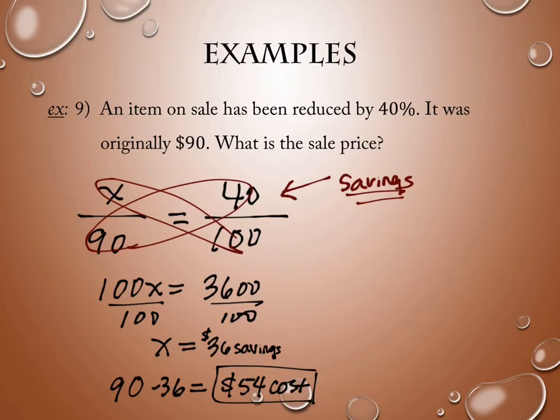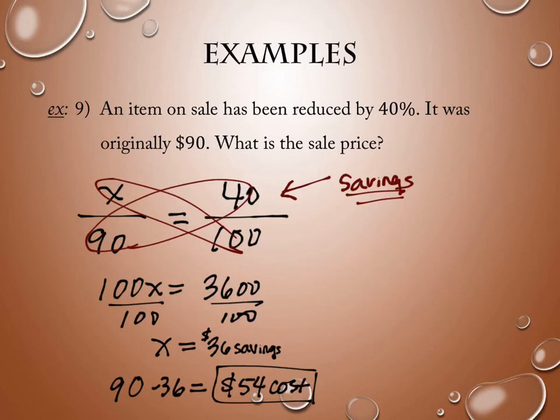Now, did you know that when you go to the store and you pay $54 for this reduced price item, the store is still making money? You know that, right? Even when they discount it, they're not making as much, but they're still making money. Their ability to do that is based on what's called markup.